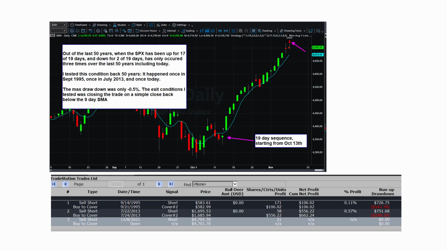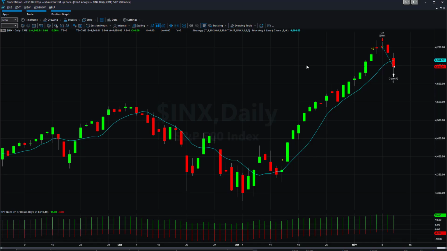And I said the market was due for at least a reversion to mean pullback back below, say, a short-term moving average. And lo and behold, as you saw over the last couple days, that's exactly what we got.